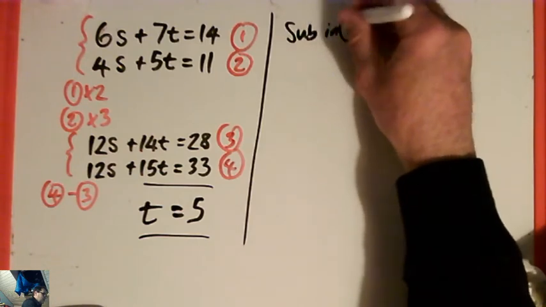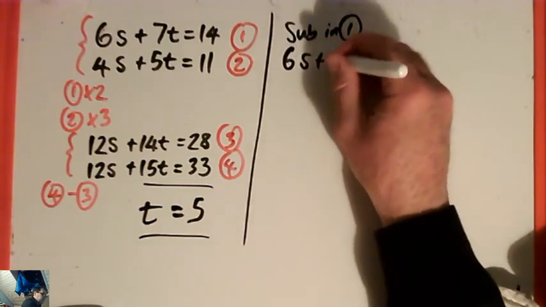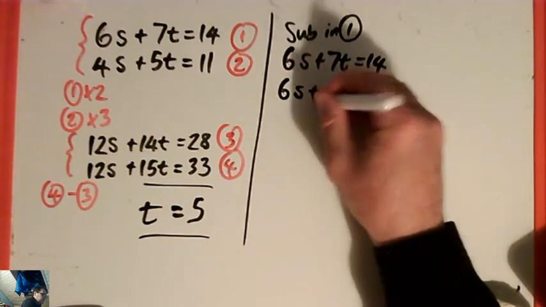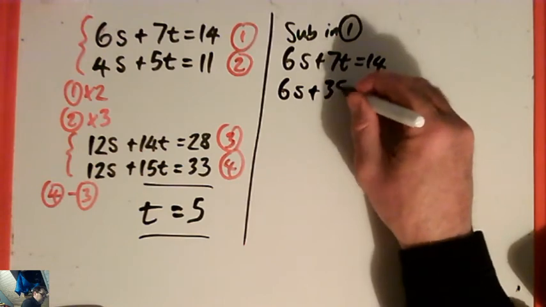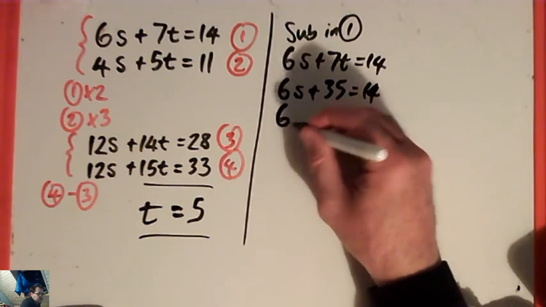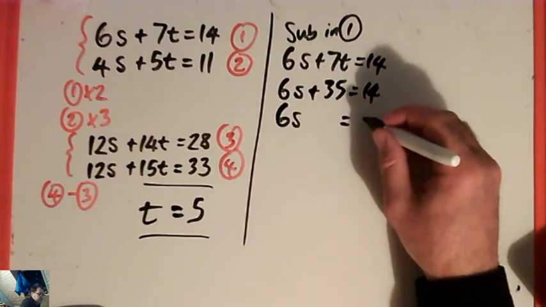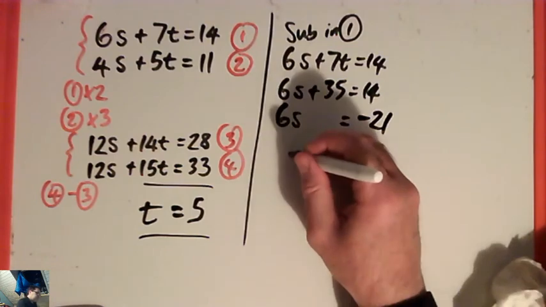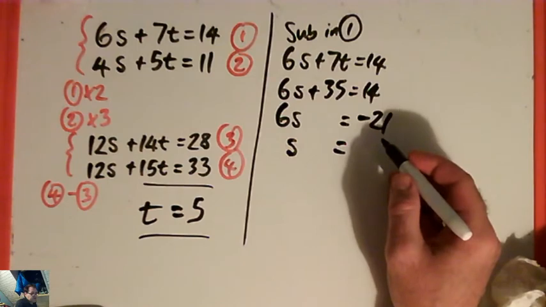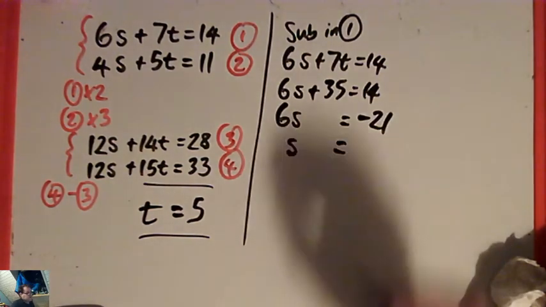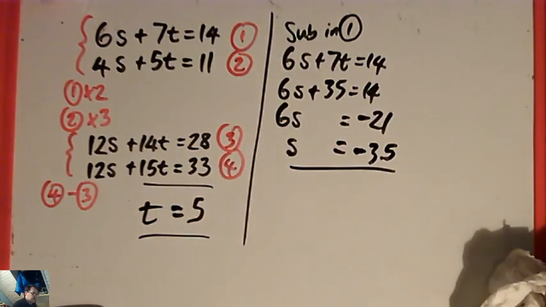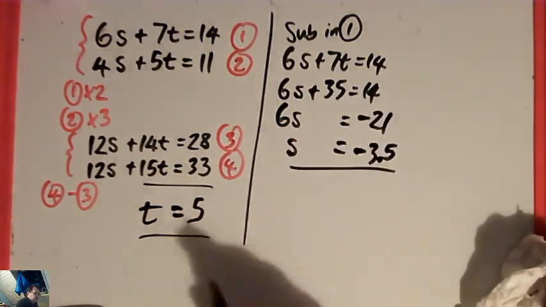Sub in 1, 6s plus 7t equals 14 becomes 6s plus 7 times 5, 35, equals 14. Take away 35 from both sides, 6s equals minus 21. So s on its own is going to be, got to divide by 6, minus 21 divided by 6 is minus 3.5. So we think s is minus 3.5, t is 5.